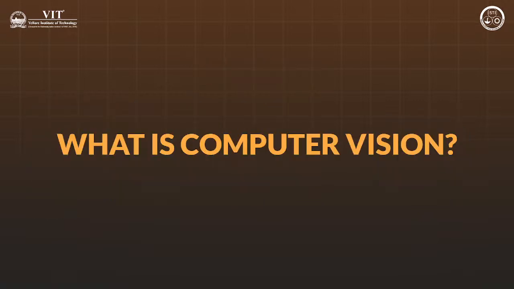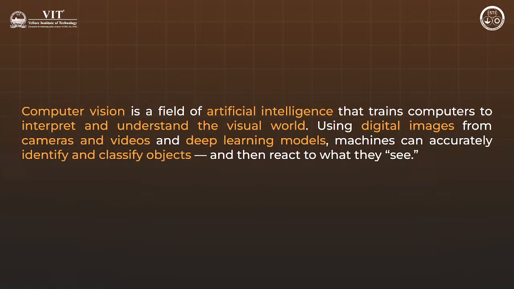So, what is computer vision? Computer vision is a field of artificial intelligence that trains computers to interpret and understand the visual world. Using digital images from cameras and videos and deep learning models, machines can accurately identify and classify objects and then react to what they see.